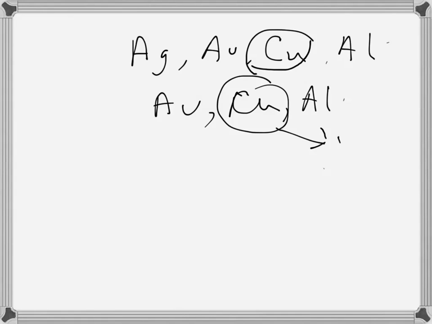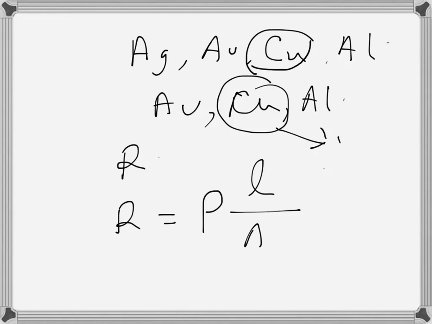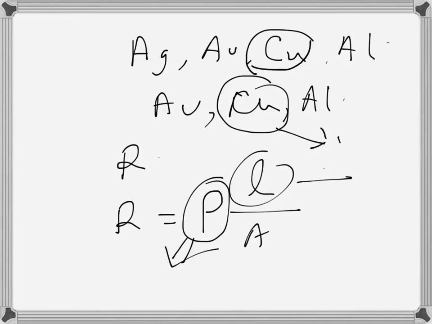Now the property of any material that resists the flow of electron, flow of current, is known as resistance, and the resistance is given by this formula, rho L by A. Rho is the resistivity, it's the material property. L is the length of the material, and A is the cross section.